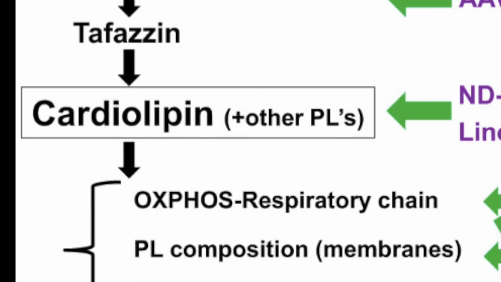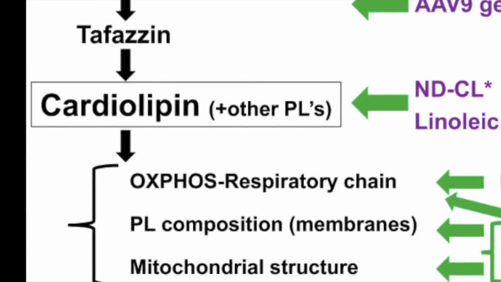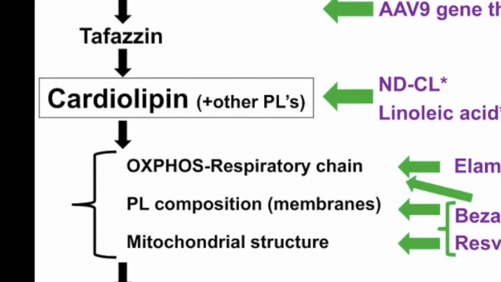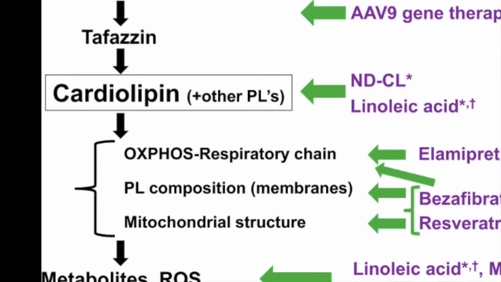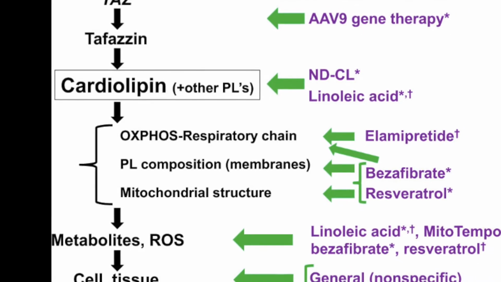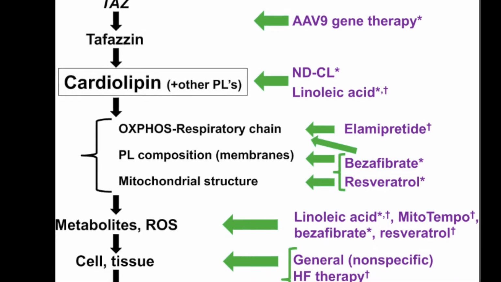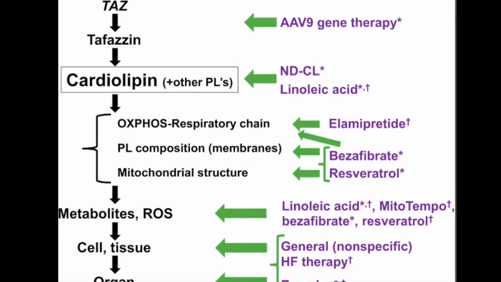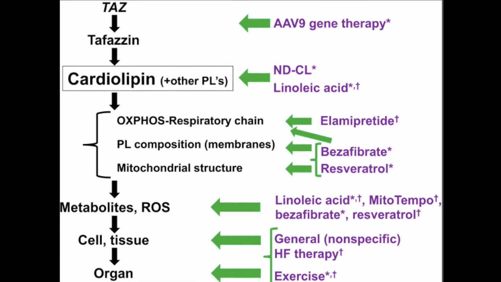Using this model, the peroxisome proliferator-activated receptor pan-agonist bezafibrate has been suggested as a potential therapy because it ameliorated the cardiomyopathy in the tafazzin knockdown mice, while increasing mitochondrial biogenesis.